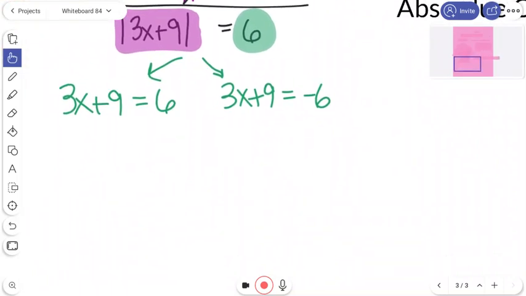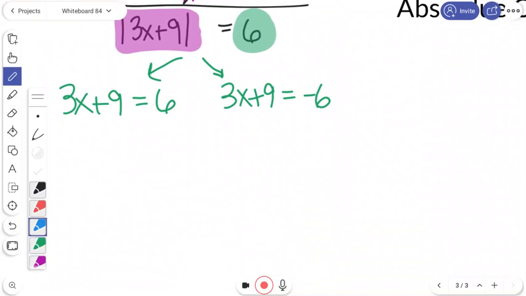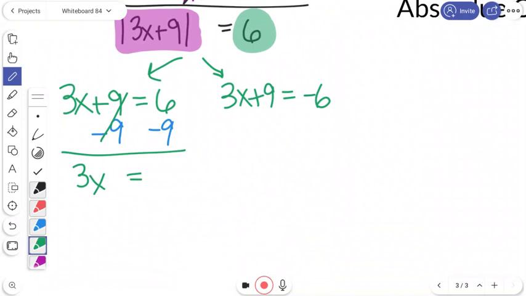So I have 3x plus 9 equals 6. All I need to do is subtract 9 from both sides of the equation. Subtract 9 from both sides of our equation, and that gives us 3x equals 6 minus 9 is negative 3. Then we're going to divide both sides by 3, and that gives us x equals negative 1. That's one solution.